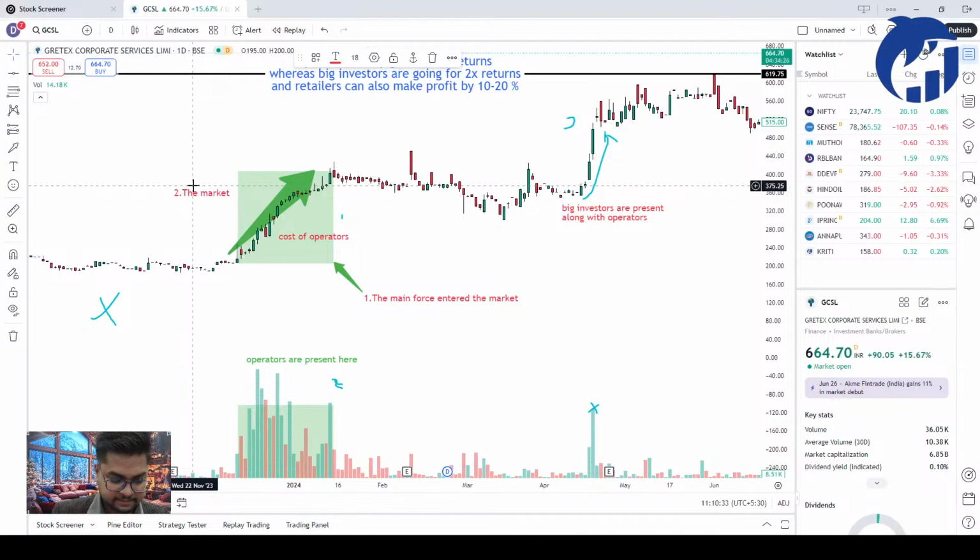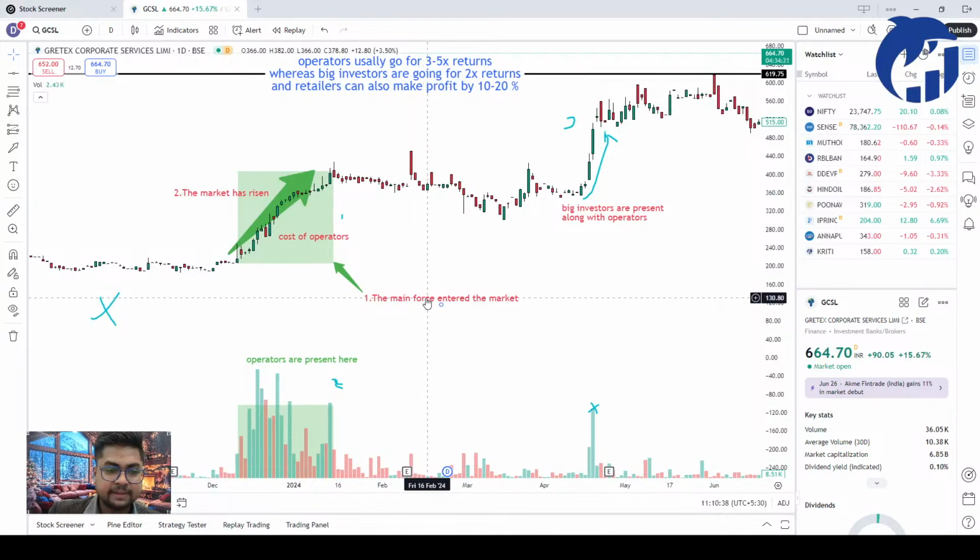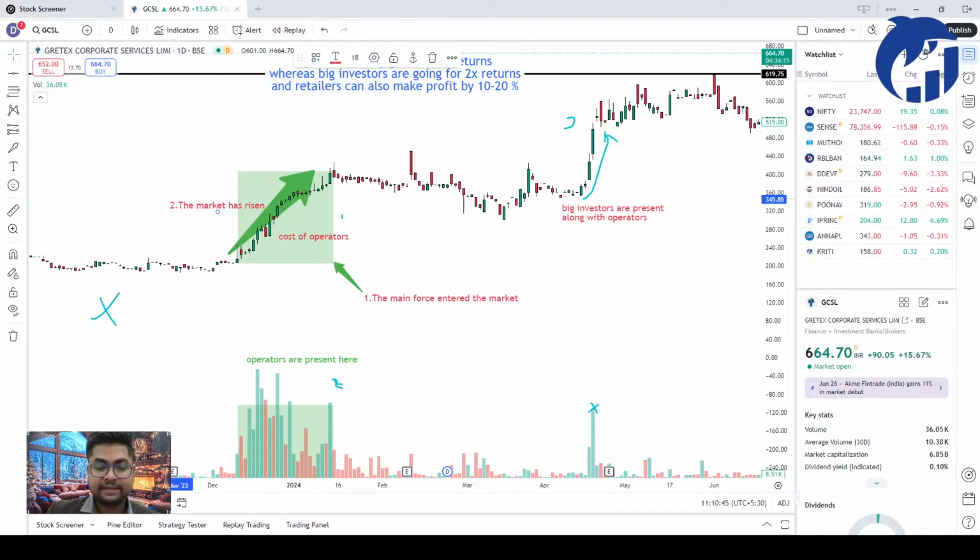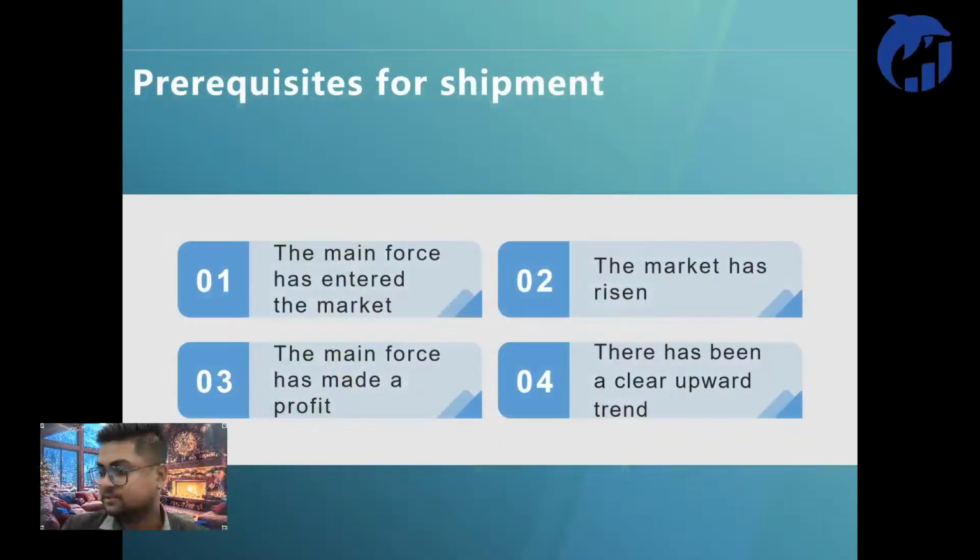The market has risen. So just have a look. The first, the main force has entered the market. Second, the market has risen at this level, right? What do we have in the third line? So just have a look.